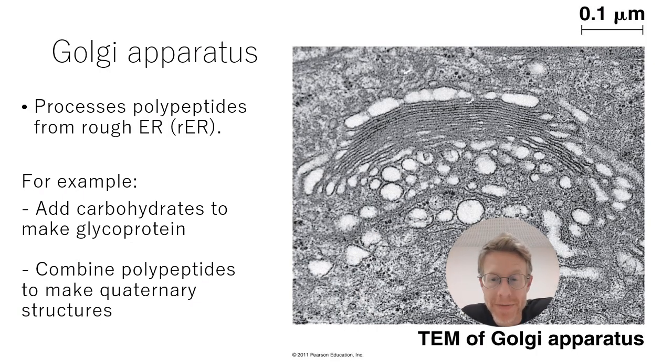Just a couple examples of how proteins can be processed, and this links to the previous topic about proteins. So glycoproteins are created in the Golgi apparatus. The carbohydrate part that's added to a protein to make a glycoprotein, that happens in the Golgi. Also, polypeptides can be assembled to make the quaternary structure of a larger protein. That often happens in the Golgi apparatus as well.